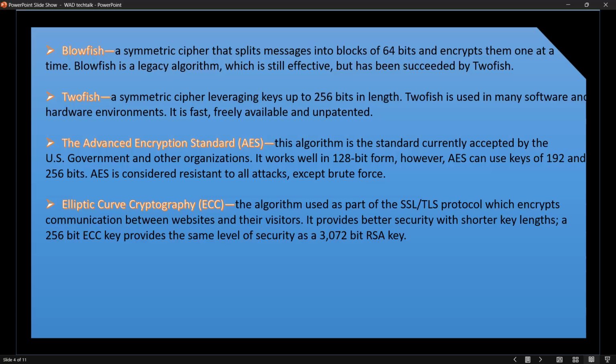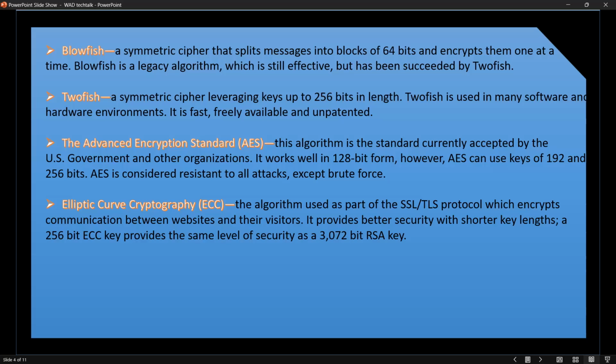Blowfish, a symmetric cipher that splits messages into blocks of 64 bits and encrypts them one at a time. Blowfish is a legacy algorithm which is still effective but has been succeeded by Twofish, a symmetric cipher leveraging keys up to 256 bits in length. Twofish is used in many software and hardware environments. It is fast, freely available, and unpatented.